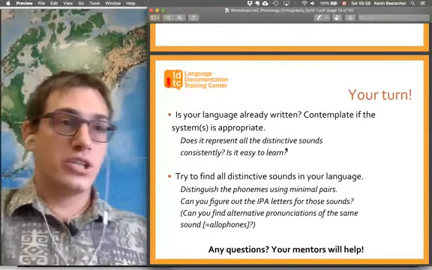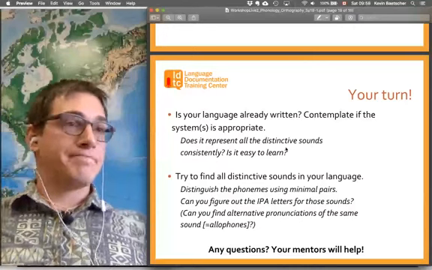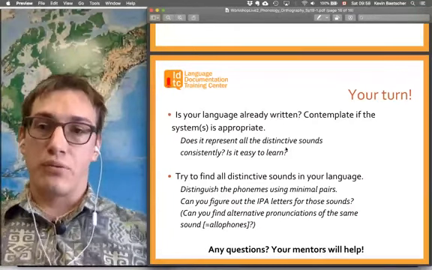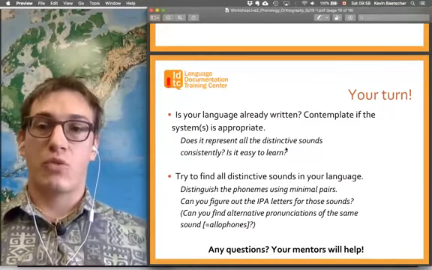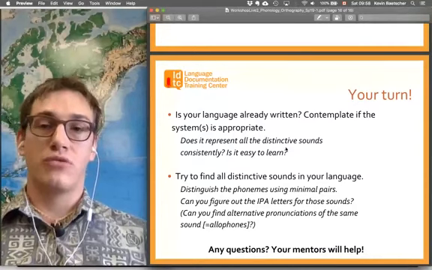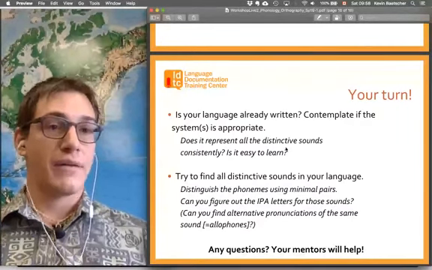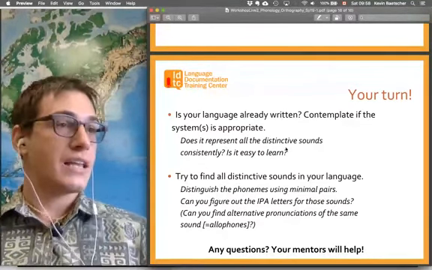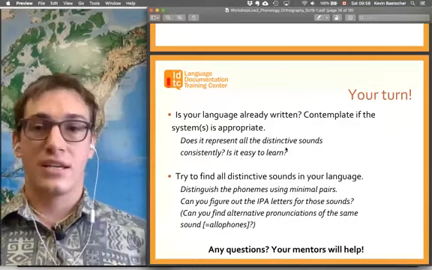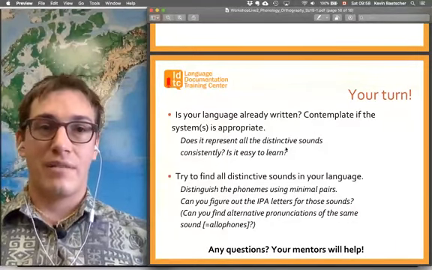So now we reached the end of this presentation. Here are a few prompts for you to work on your language, to move on in the documentation of your language. I'm going to read through this, and then I'm going to get back to your questions and try to answer as many of them as possible.